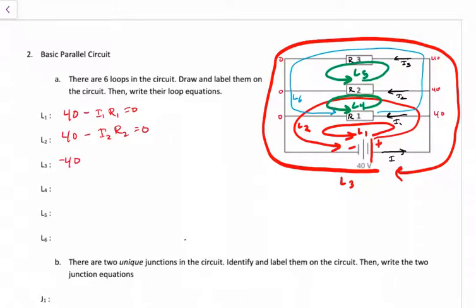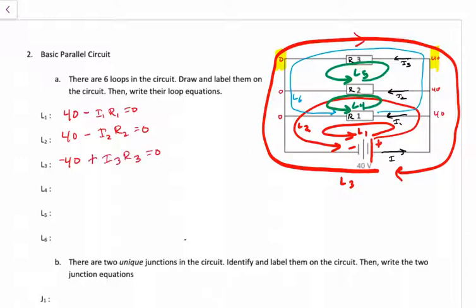As I pass through R3, I recognize that my loop direction is going in the opposite direction of I3. So I'm going against this electric field. I'm also going from a point of 0 voltage to 40 voltage. And so I'm gaining potential because I'm going against the field. So it's plus I3 R3.